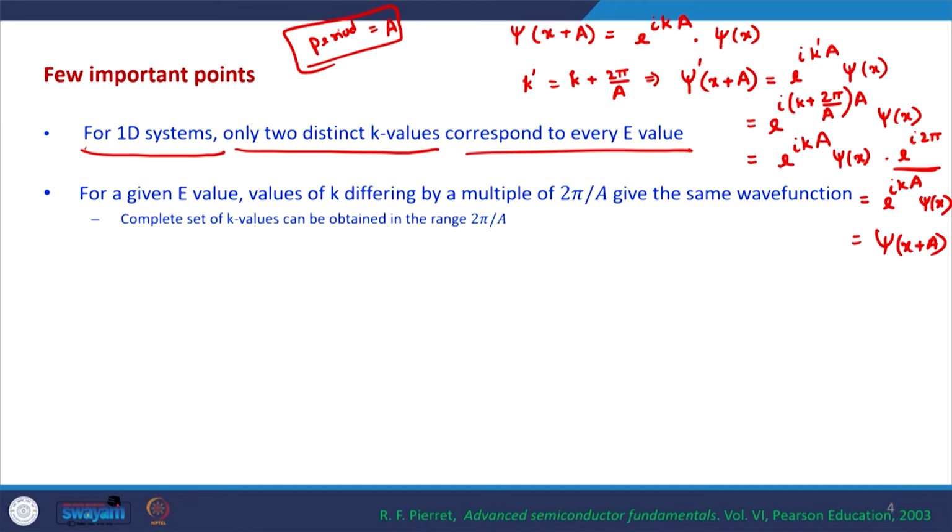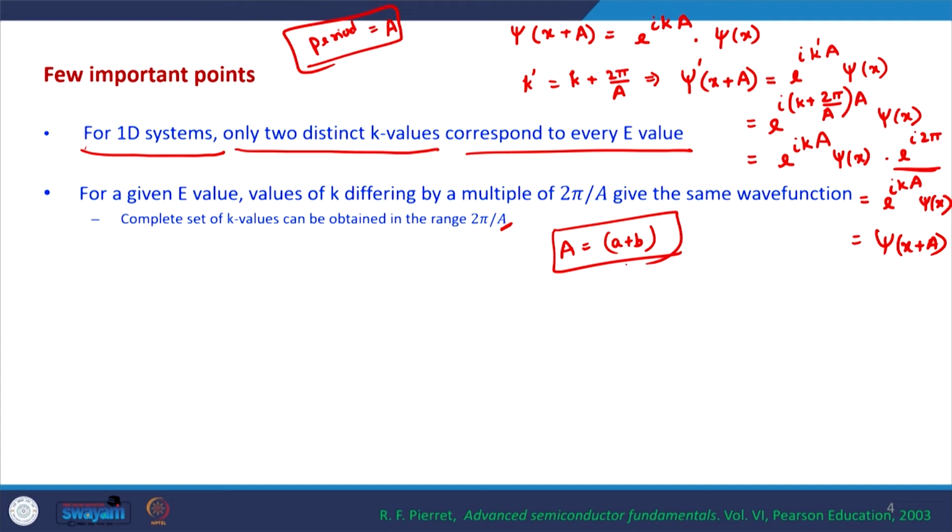Okay. So, the complete set of k values exist in the range of 2 pi by a, where a is the period of the potential profile. In our KP model discussion, the period of the potential profile was small a plus b. In that case, capital A was small a plus b.